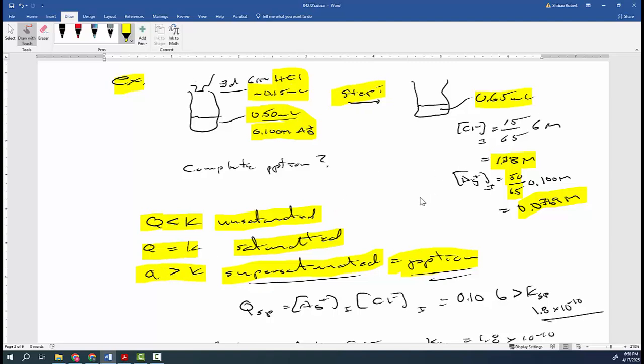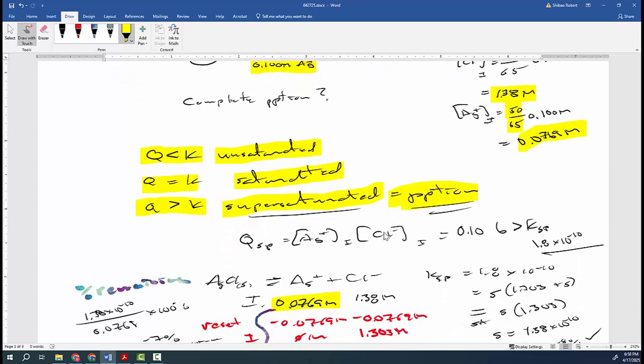We can just go ahead and assume it precipitates and then figure out what we're going to get. But in this case, I'm going to go ahead and do it. I'm going to calculate Qsp, which are the initial values that are given here, and see how that matches with Ksp. So when I calculate the Qsp, I get 0.106, which is a heck of a lot greater than the Ksp. The Ksp is 1.8 times 10 to the minus 10. And therefore, this is supersaturated and will precipitate.